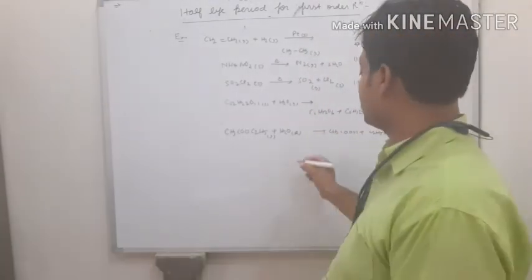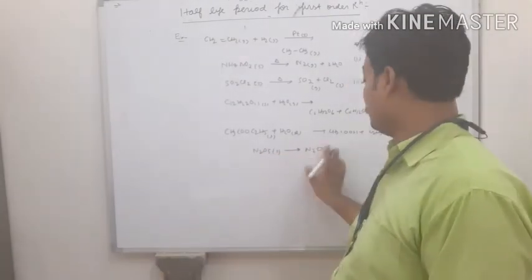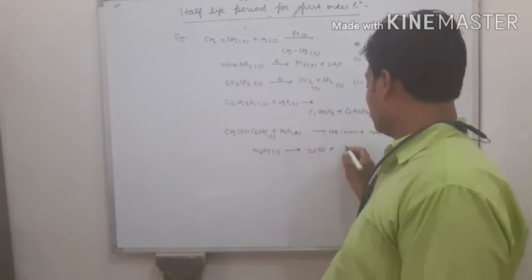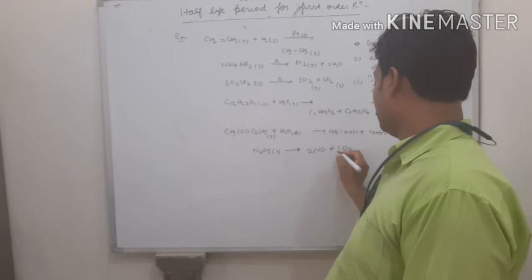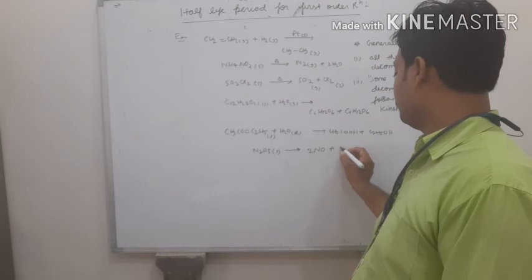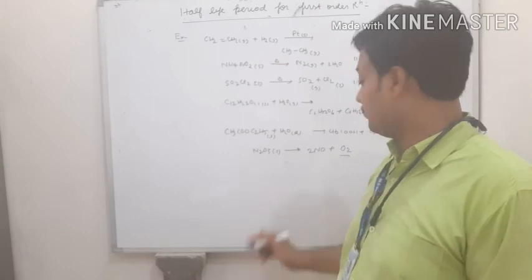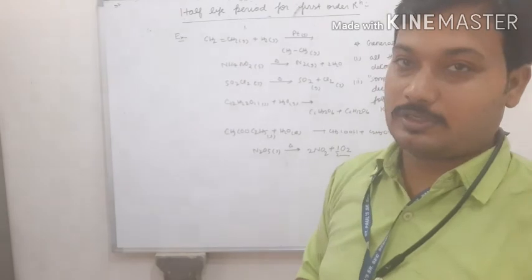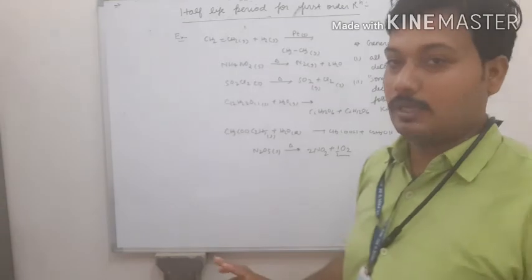You can also write another example. N2O5 gas on heating gives 2NO2 plus 1/2 O2. Okay, so we can illustrate all these reactions. These are all examples of first order reaction. So now I am completing the first order reaction according to the NCERT.